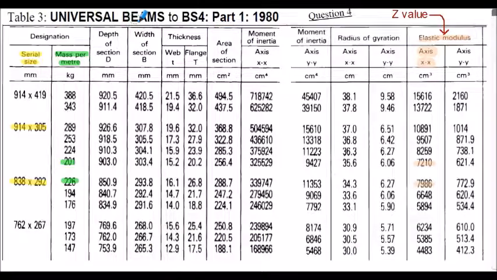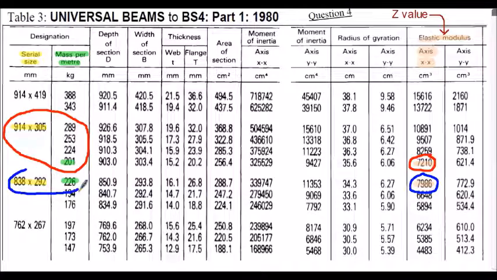Scanning the universal beam extract here, again reviewing the section modulus column. We need a minimum of 6,933 centimeters cubed, so my first section chosen here has 7,210 centimeters cubed. So my least mass section here will be a 914 by 305 by 201 kilograms per meter section. And reading further down the column, I can also use this section, 7,986 centimeters cubed. So my least depth section will be an 838 by 292 by 226 kilograms per meter.